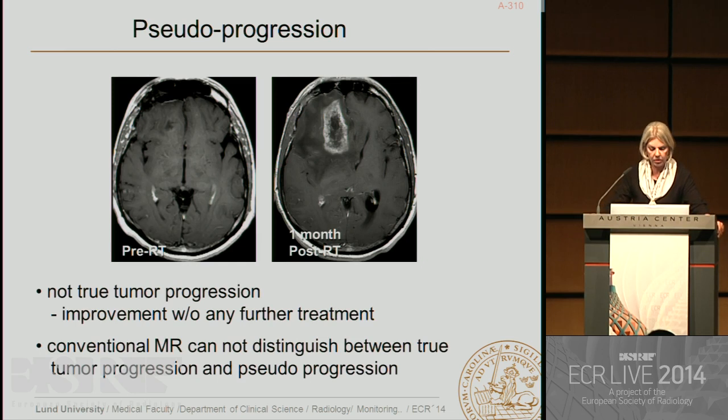Here is just an example of one of these patients from my own cohort, where we had pre-treatment. This patient has been treated and then goes under treatment for 1 month, and now we see this area here of enhancement, ring-form enhancement, a little bit irregular in shape, not very uniform. And this patient was just followed, and it actually disappeared again, and this was just a case of pseudo-progression.